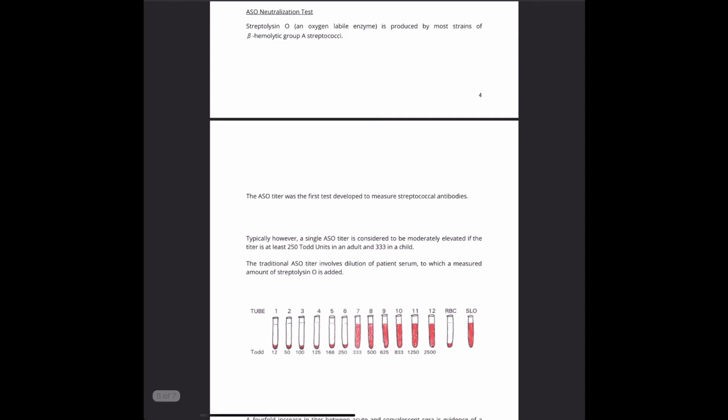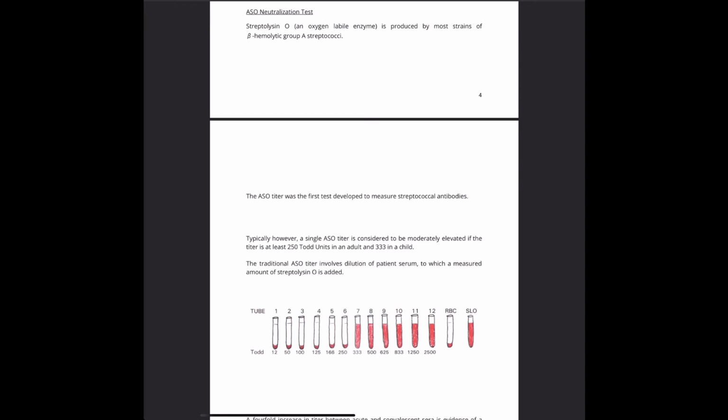The ASO test uses streptolysin O, which is an oxygen labile enzyme. It is produced by most strains of beta hemolytic group A strep. The antibodies to streptolysin O neutralize the hemolytic activity of this. So an increase in titer of ASO indicates a recent infection with group A strep. In 75 to 80% of patients with rheumatic fever, the results will show an increase in ASO titer. And this assay is linked to the upper respiratory sequelae.